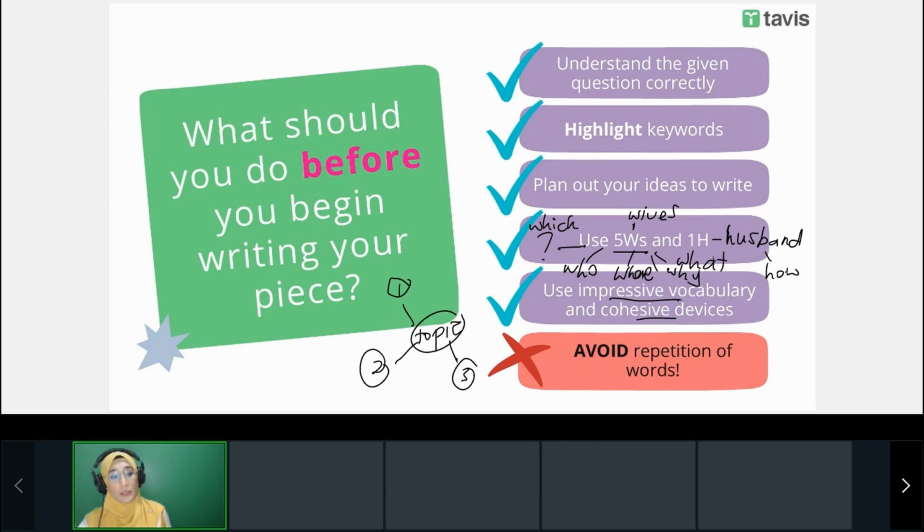Now, what are the impressive vocabulary that you can use? Again, last week teacher already mentioned, for example, you can use your senses. If you love the taste of a chocolate cake, then you can say it's very sweet, right? It's very sweet and it is rich, it is divine, it is heavenly. Those are considered impressive vocabulary.